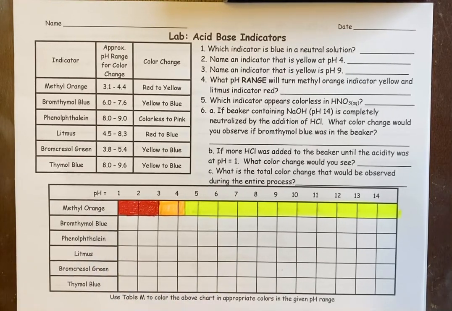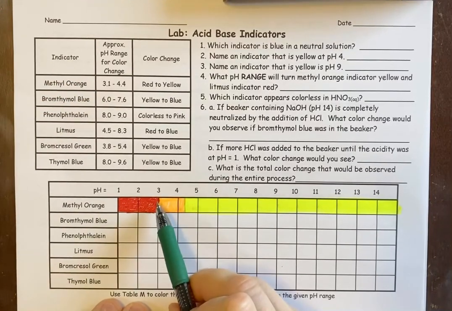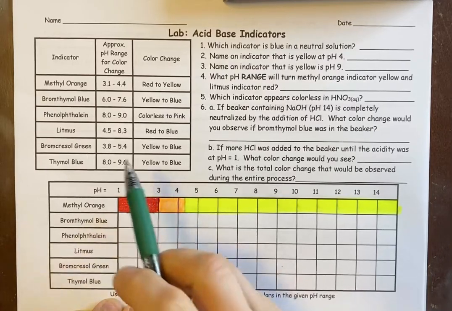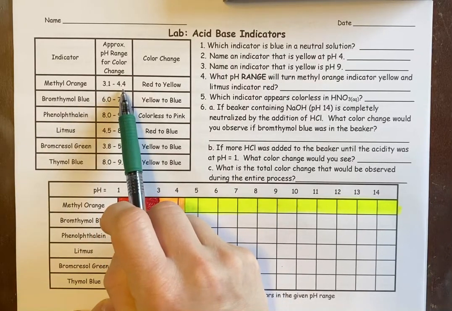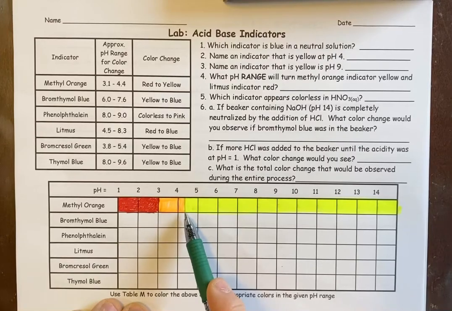Now, here's how I colored this. I looked at table M, and it says for methyl orange, so I have my pH numbers here, and there's my indicator. When the pH is below 3.1, it's red. So what I did was I went below 3.1, so 3.0 exactly, and I colored everything below 3 red. And then 4.4, everything above that is yellow. So what I did was I estimated where I thought 4.4 is.